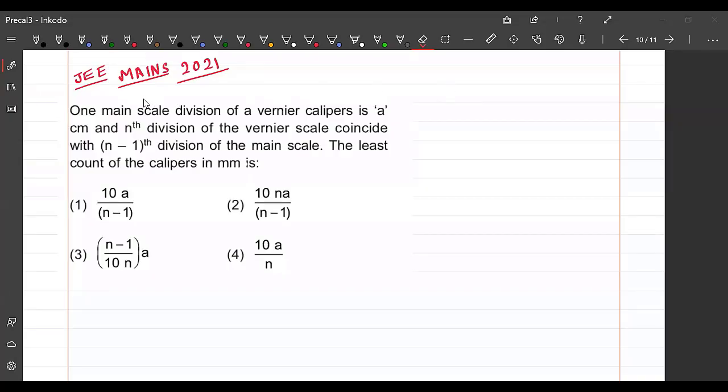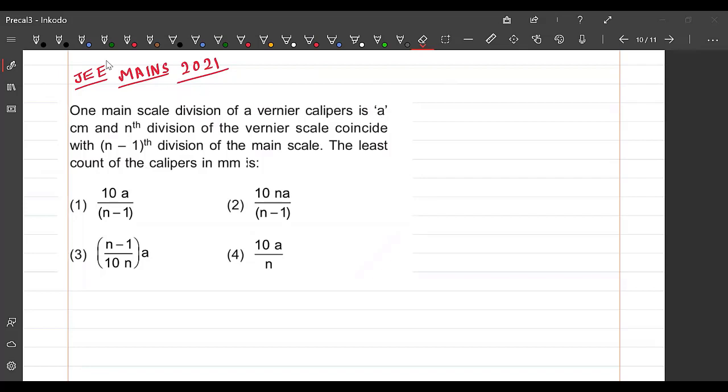Hello everyone. Today we'll discuss another JEE mains question. Here one main scale division of vernier caliper is A centimeter. Another division of the vernier scale coincides with the n-1 divisions of the main scale. The least count of the caliper in millimeter. So the main scale division of the vernier caliper is A.